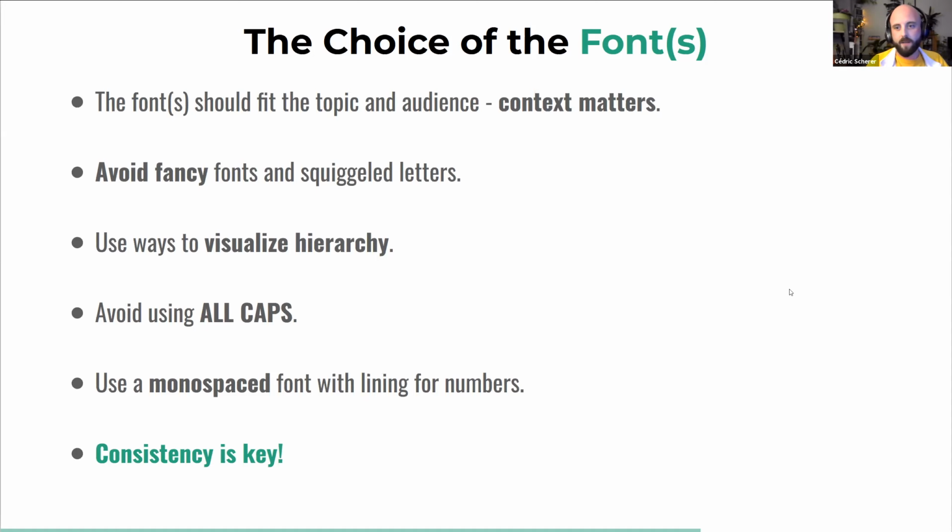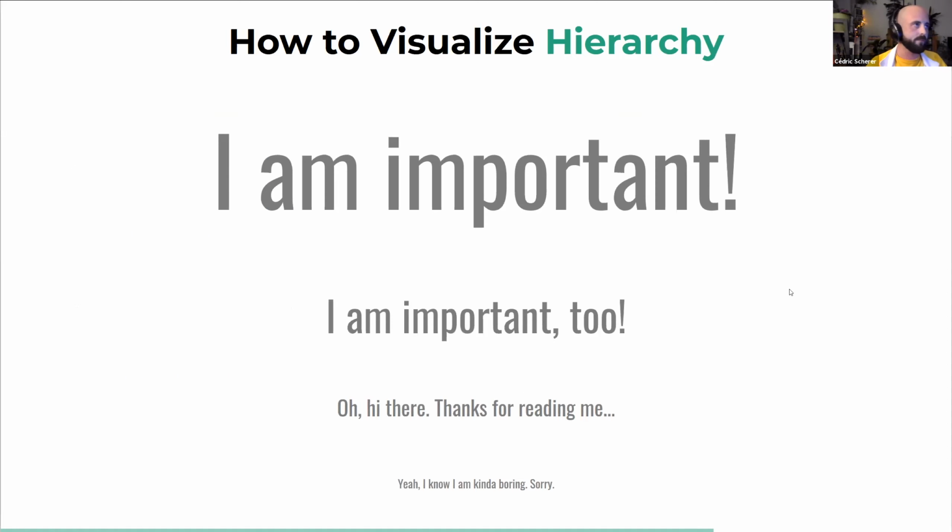Choose 1, 2, 3, maybe if you need 4 fonts, but then be consistent and use them for the same purpose. Like highlighting is this font, block text is this font. Okay, hierarchy. So there are different ways how you can build hierarchy, and you can go with size.